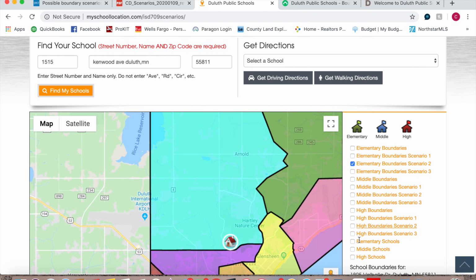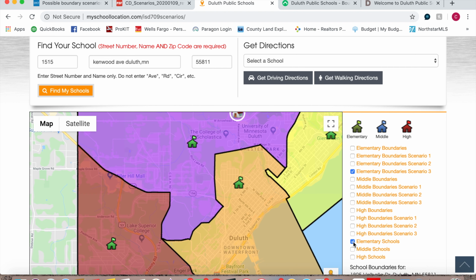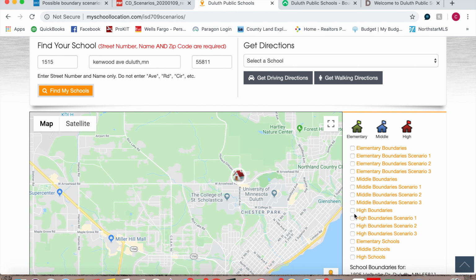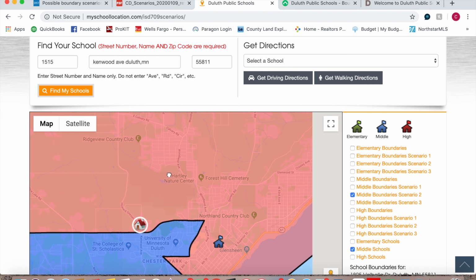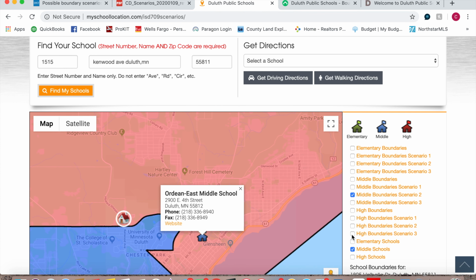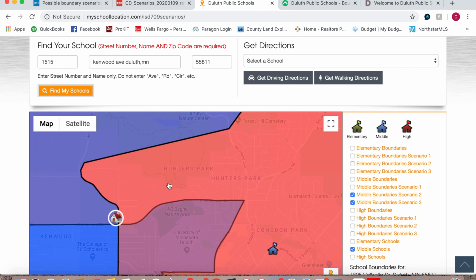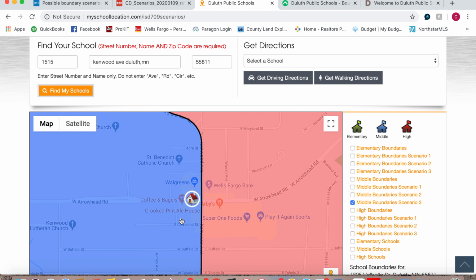You can also look at scenario number two, and it'll show you that you're still in that Homecroft area. Scenario number three pulls you down to this area. I'll put the elementary school back up, and it's Lowell Elementary School. So for each scenario, you can adjust it. Let's look at middle school boundary number two. With option number two, you're going to be East, and obviously that will feed into Duluth East High School. Scenario number three, it looks like it's jumped over there. Oh, you're around the line, it looks like. So that's going to be Denfeld as well.